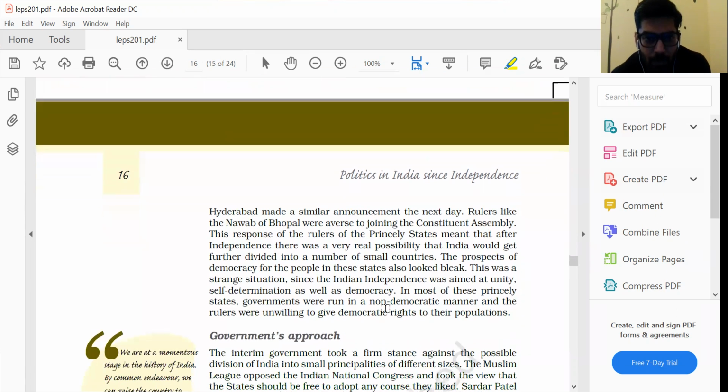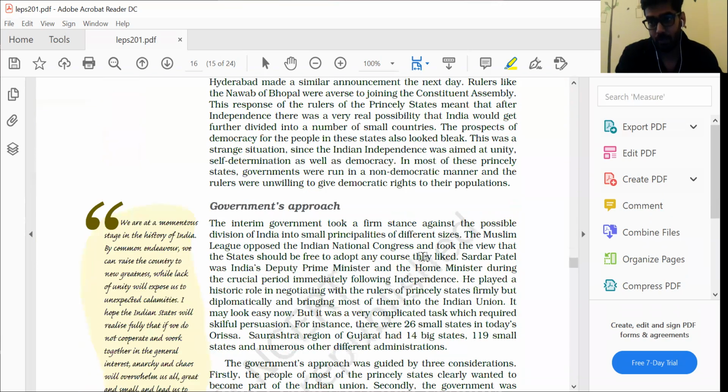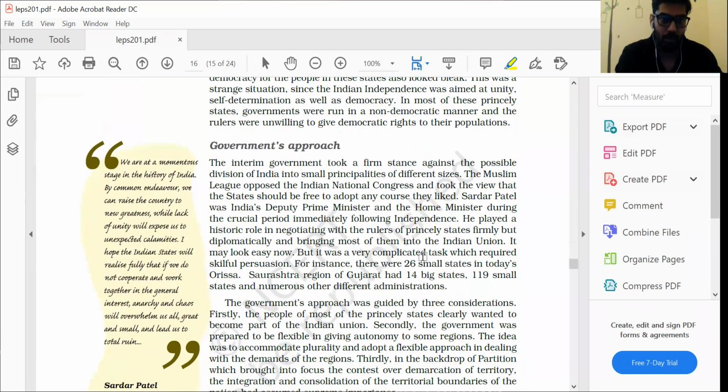So rulers like the Nawab of Bhopal were averse to joining the Constituent Assembly. Now, Constituent Assembly, you all know, that gave India its constitution. Now, the response of the rulers of the princely states meant that after independence, there was a very real possibility that India would get further divided. That's why the British said that you are not going to survive as small countries. So that was a very tough thing, how to mitigate this.